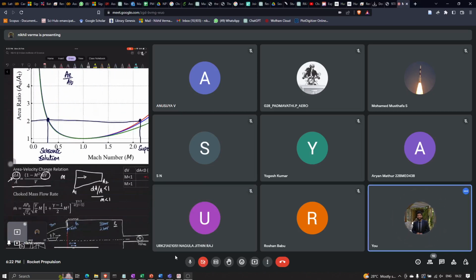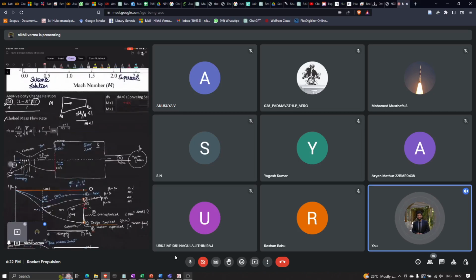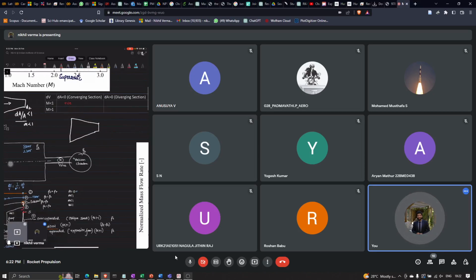So coming on to the choked mass flow rate. Basically what it is telling you here is, if you have a nozzle, what we start to do is increase the pressure, given my back pressure is constant.